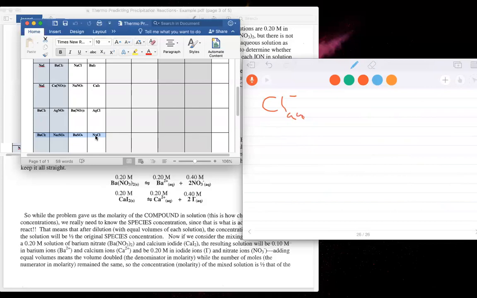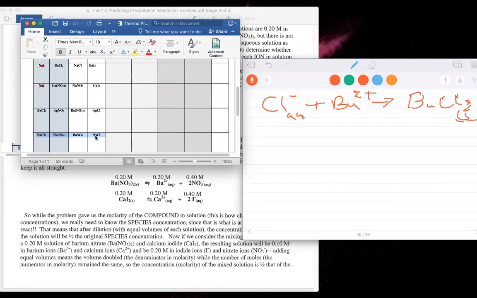Plus barium 2 positive to form barium chloride. Barium chloride, and this is solid. The other has the inverted. Remember, we are looking for precipitation. For precipitation, the equation here should be what?